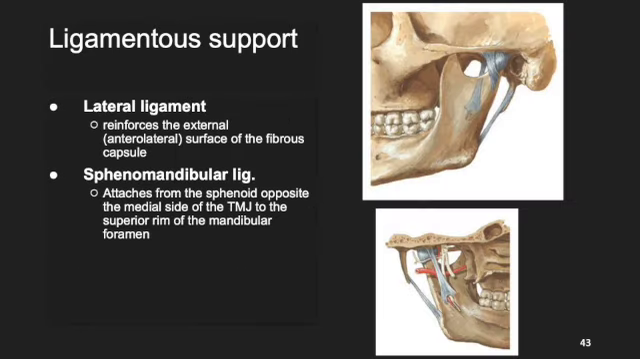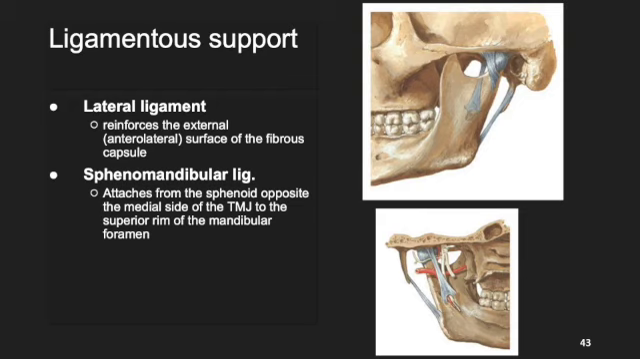So taking a look at the ligamentous support of the TMJ, we have a couple different ligaments. We have a lateral ligament that's obviously sitting lateral to the TMJ. And then we have something called a sphenomandibular ligament, and that's attaching from the sphenoid bone down to the mandible. What these ligaments do, you can kind of see from the picture. Think about what would happen if that ligament got stretched. Think about what motions it would restrict.